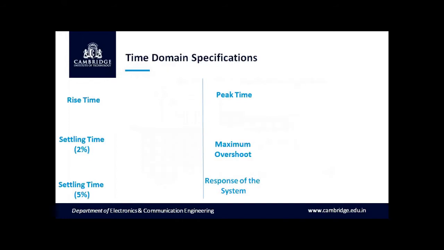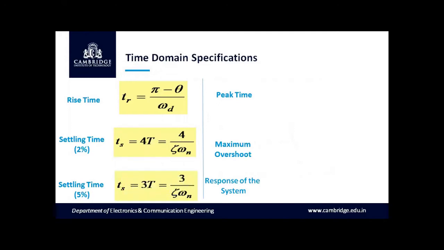The time domain specifications which you derived are as shown here. The rise time is given by Tr is equal to pi minus theta by omega d, and the settling time for 2% error is given by Ts is equal to 4T, which is 4 by zeta omega n, and the settling time for 5% error is given by 3T, that is 3 by zeta omega n. The peak time Tp is given by pi by omega d, and the maximum overshoot is given by Mp is equal to e to the power of minus pi zeta divided by square root of 1 minus zeta square into 100, as Mp is in percentage.